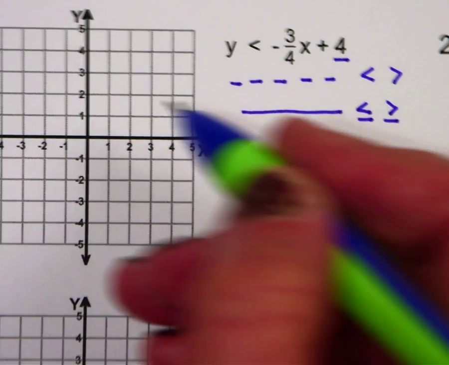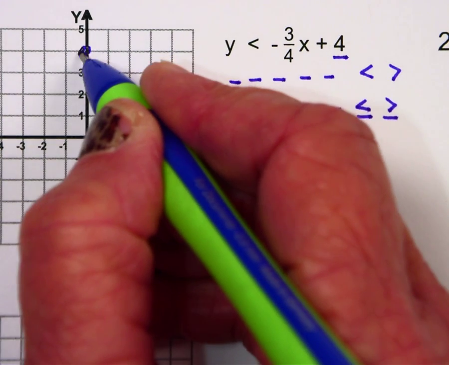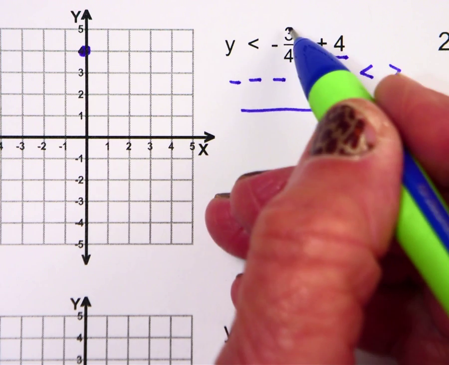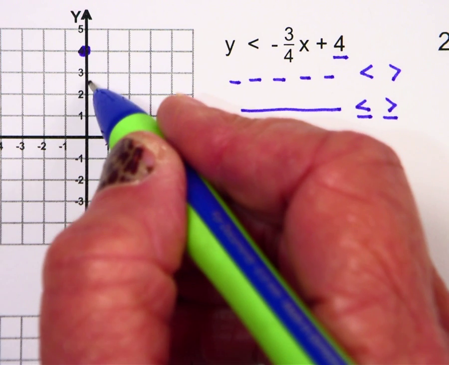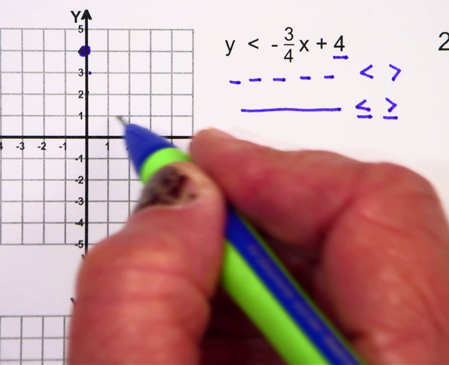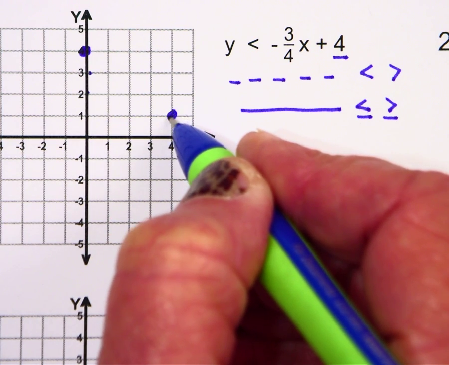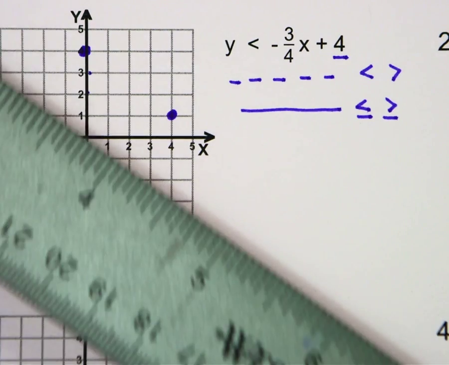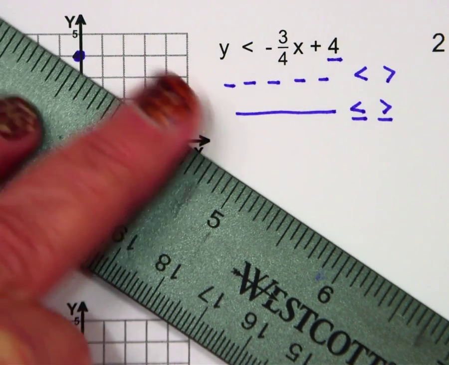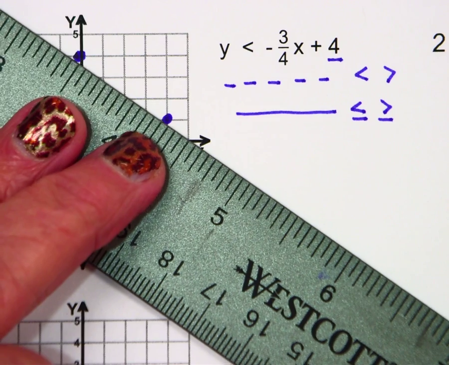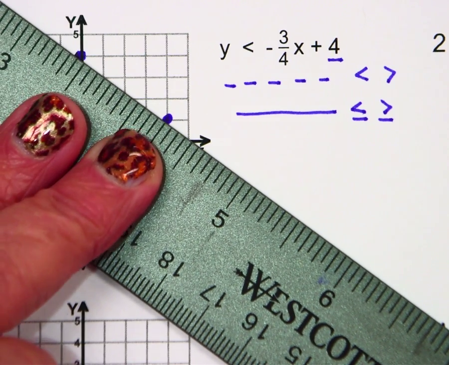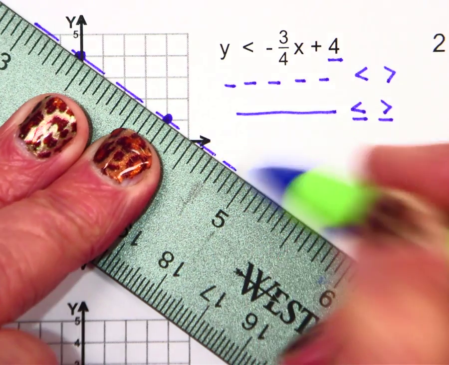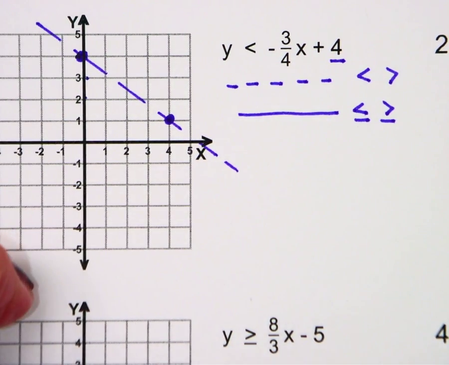I know the y-intercept is at 4. And I know that the slope is a negative 3/4, so I'll go down 3 and over 4. Now, like I said before, it is only less than, so I'm going to use a dotted line for this. As soon as I have those 2 points, I can just make a dotted line. And then I have to figure out which side do I shade.